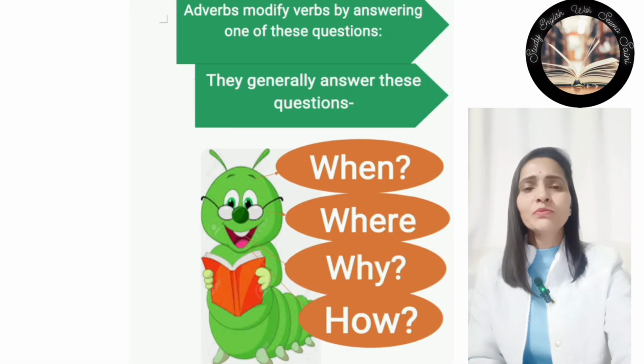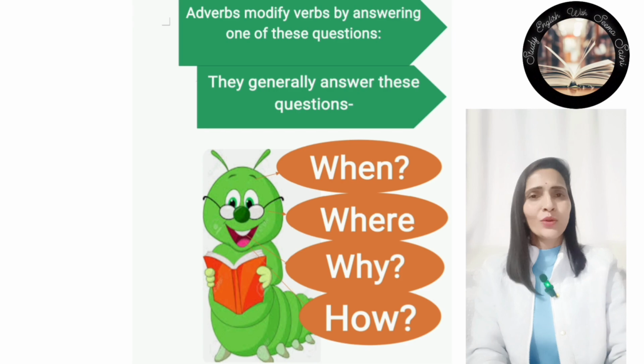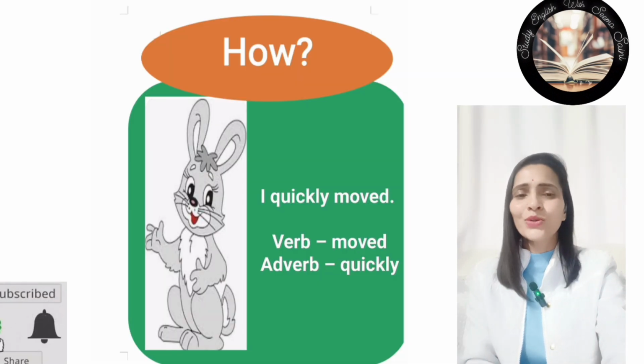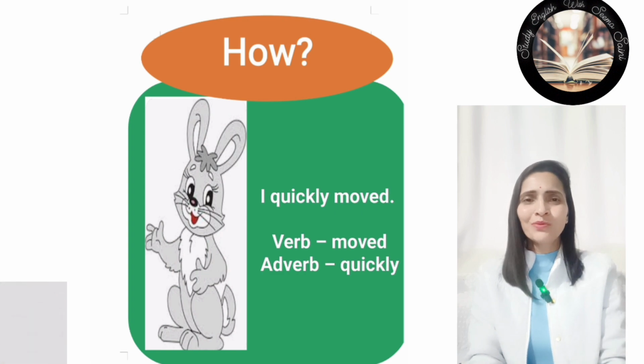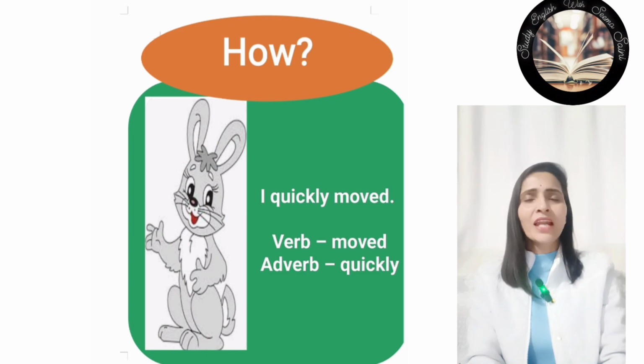Okay, adverbs modify verbs by answering one of these questions. There may be a when question, where question, why question, and how question. Okay, how question. I quickly moved. How did you move? I quickly moved. Okay, so यहाँ पे कौन सा क्वेश्चन आ रहा है? हाउ क्वेश्चन. ओके, सो वर्ब इज मूव्ड हियर, एडवर्ब क्विकली.